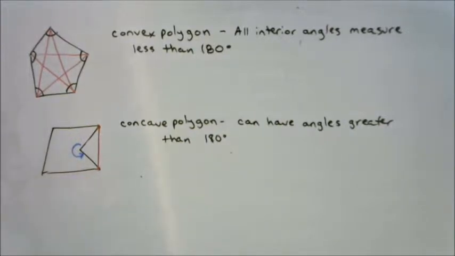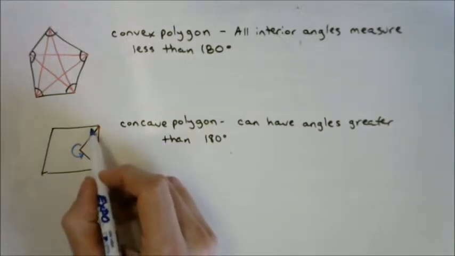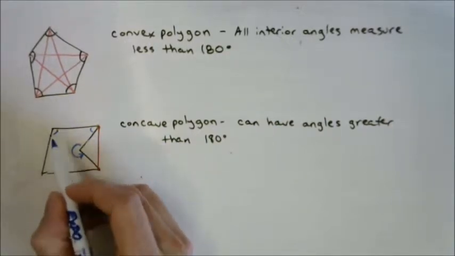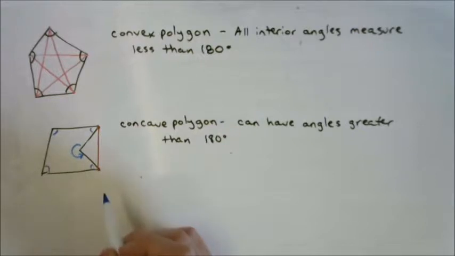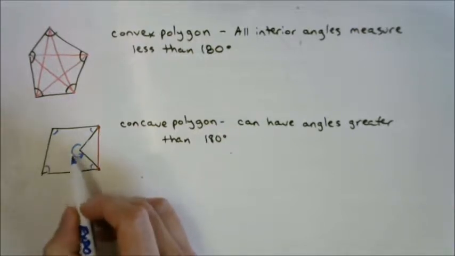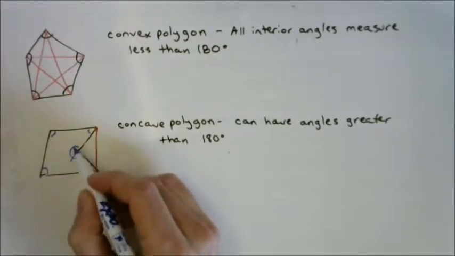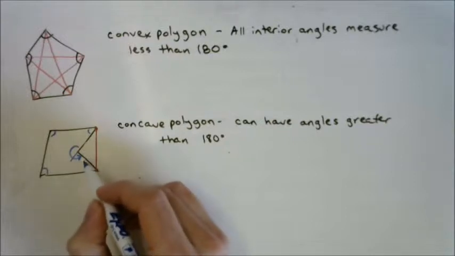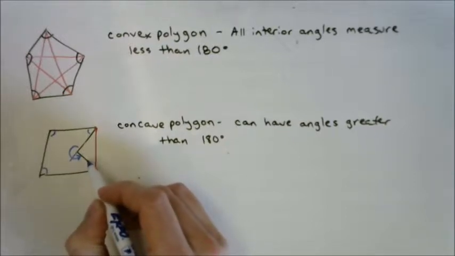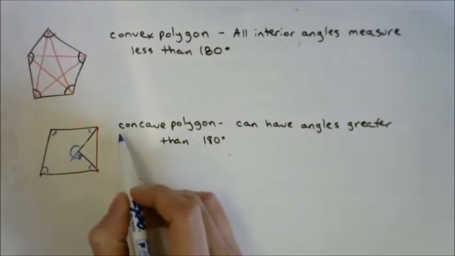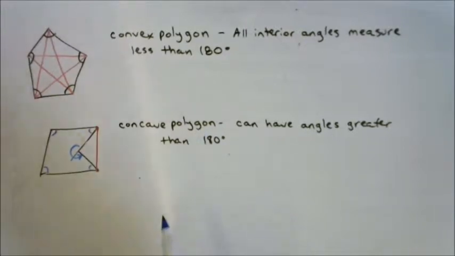Okay? So again, the interior angle, this one is less than 180, this one is less than 180, less than 180, less than 180, but this interior angle is actually more than 180 degrees, right? Because a straight line is 180, and we've clearly gone beyond that straight line. Okay? So this is classified as a concave polygon.